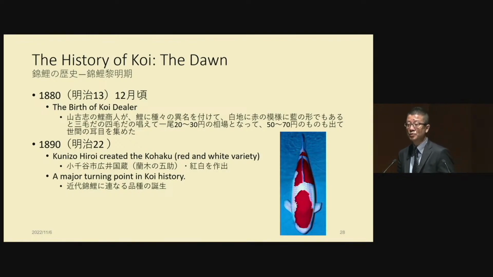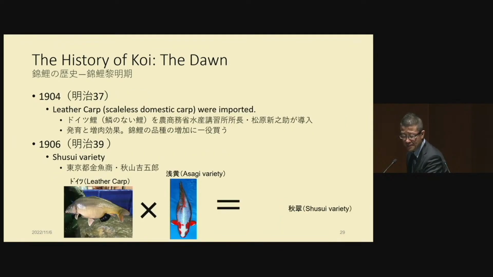And 1890 is an epoch-making year for Nishikigoi in the city of Ojiya. A person called Kuzo Kosuke bred this red and white variety. This is Kohaku, and this is the origin of the modern Nishikigoi history.